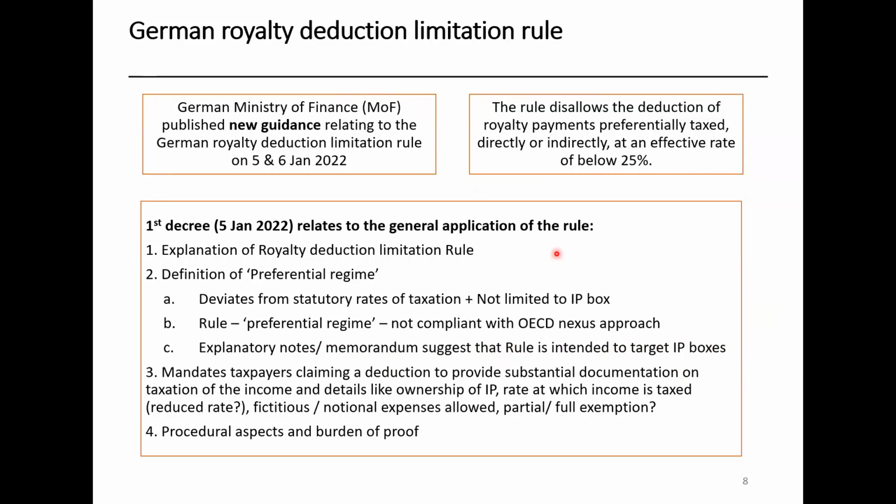It says that any payment or what is a preferential regime? It is not necessarily one which is a payment to an IP box. As long as the statutory rates are different for the stream of income, then that payment can be questioned or challenged by the revenue authorities in Germany. To illustrate, if the normal tax rate is 20% and the stream is offered a beneficial rate of, let us say, 15%, then these payments can be questioned. The deductibility of these payments can be questioned in Germany.